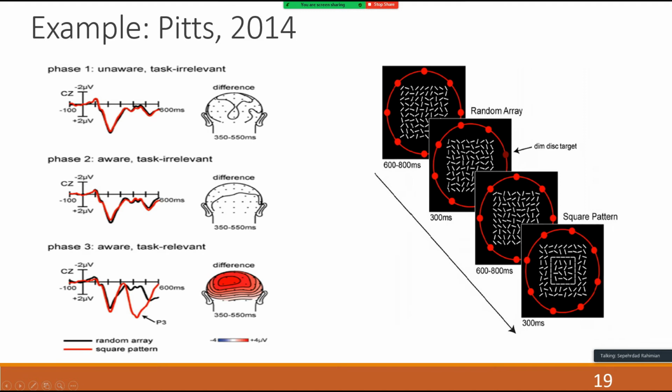But if you tell them that this time just look at the center and look for the rare diamond pattern, this is a square pattern, but there's a rare diamond pattern, then you would see that when the information is task relevant and you are aware of it, you know what to look for, then you would see the P300. So this is some inattentional strategy.